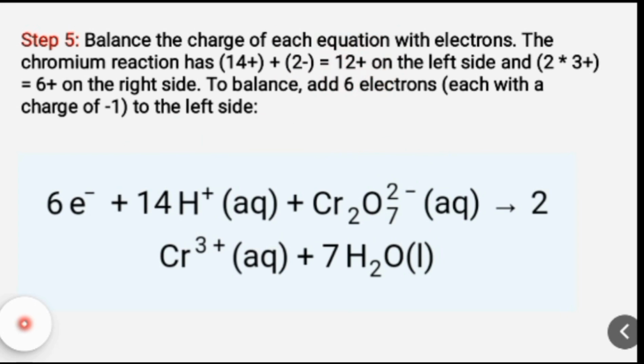Now on the right hand side, we have plus 3. Water is neutral because it doesn't have any charge. Plus 3 on the right hand side, 3 times 2, to give us a net charge of plus 6 on the right hand side. Therefore, the left hand side has plus 12, the right hand side has plus 6. To make these charges balance, we are going to add 6 electrons on the left hand side to neutralize this plus 12 charge. Therefore, the total net charge on the left hand side is now plus 6, and the total net charge on the right hand side is also plus 6.